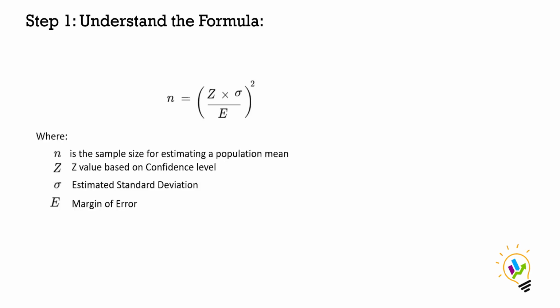Now we are going to have the formula here to calculate a sample size for one mean. N is equal to (Z times sigma divided by E) to the power of 2. So N is the sample size, Z is the Z value based on the confidence level, sigma is standard deviation and E is the margin of error.